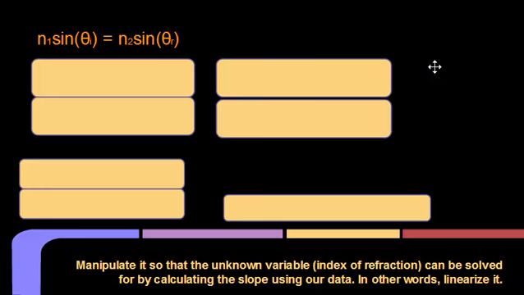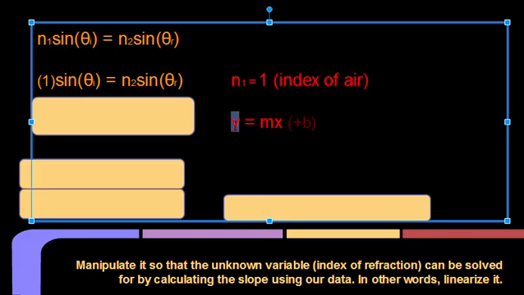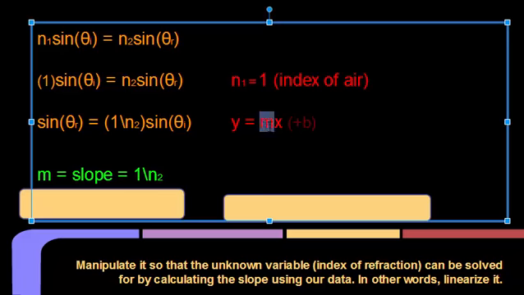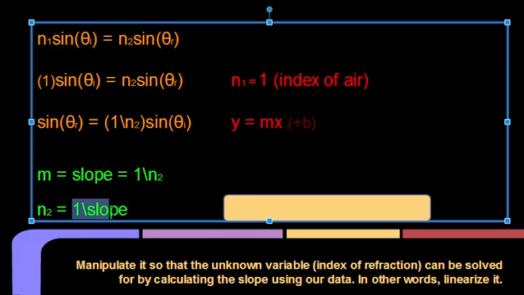Now that we have our equation, we can begin to linearize it. The first thing we know is that n1 is the index of refraction of air, or 1, so we can substitute that into the original equation and effectively cancel out n1. In order to get it into a linearized form, we have to separate our dependent variable, or our y, which in our case is the refracted angle. I've done the work which you can see over here. From our linearized equation, we can tell that the relationship between our slope and the variable we need, the index of refraction, is that the slope is equivalent to the inverse of the index of refraction, and that the index of refraction is equivalent to the inverse of the slope.